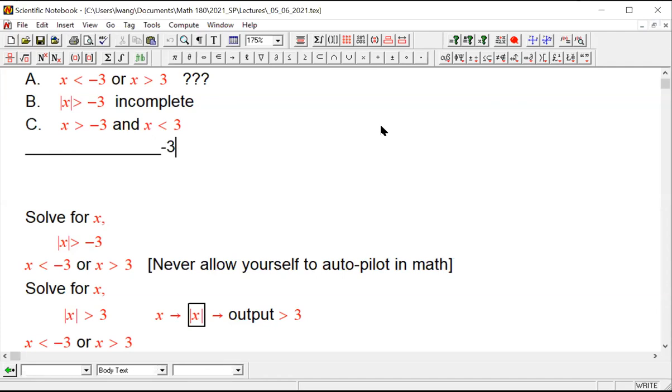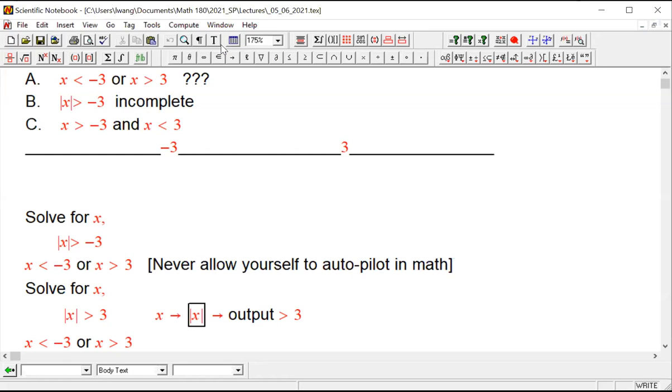Okay, -3, right? -3 and +3. I'm also showing you how to self-check your answer. Okay, this is the way how you self-check your answer.